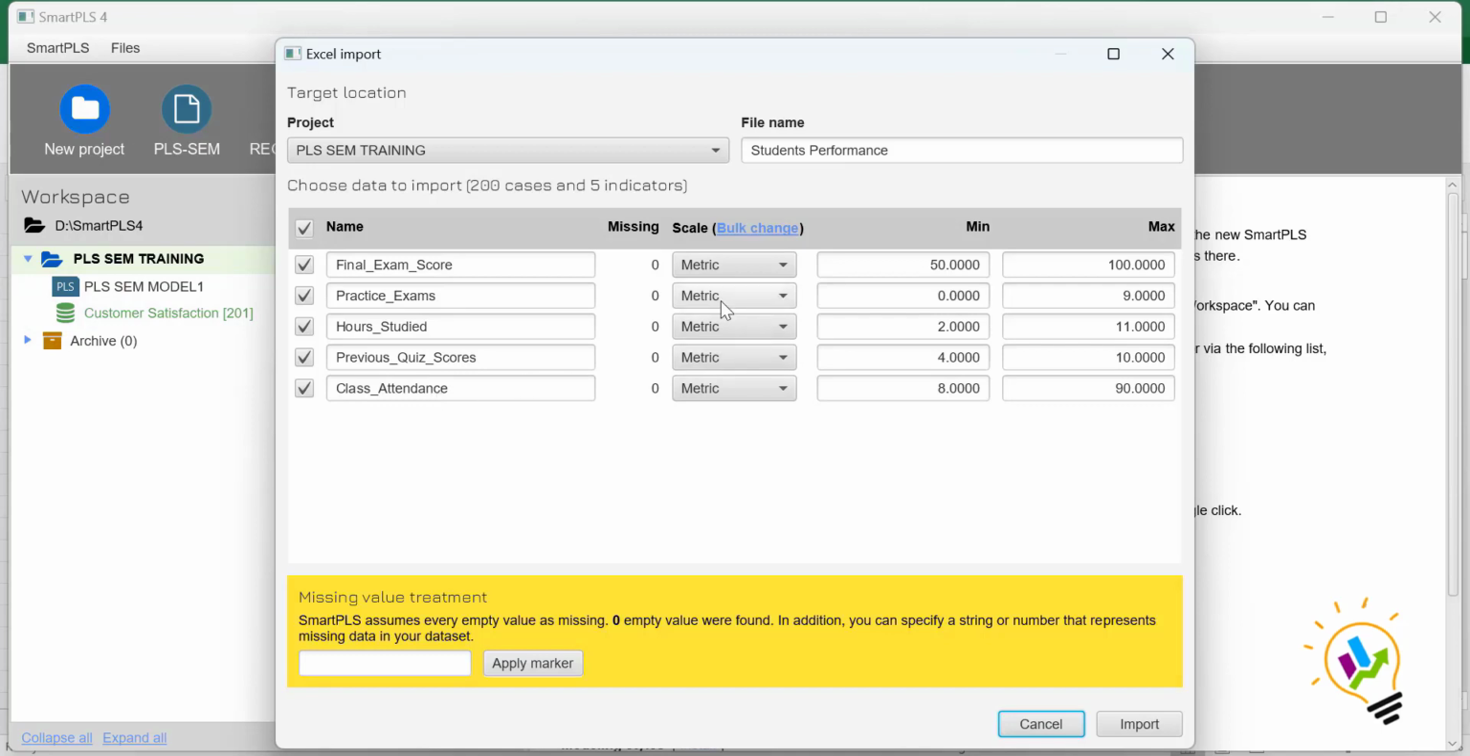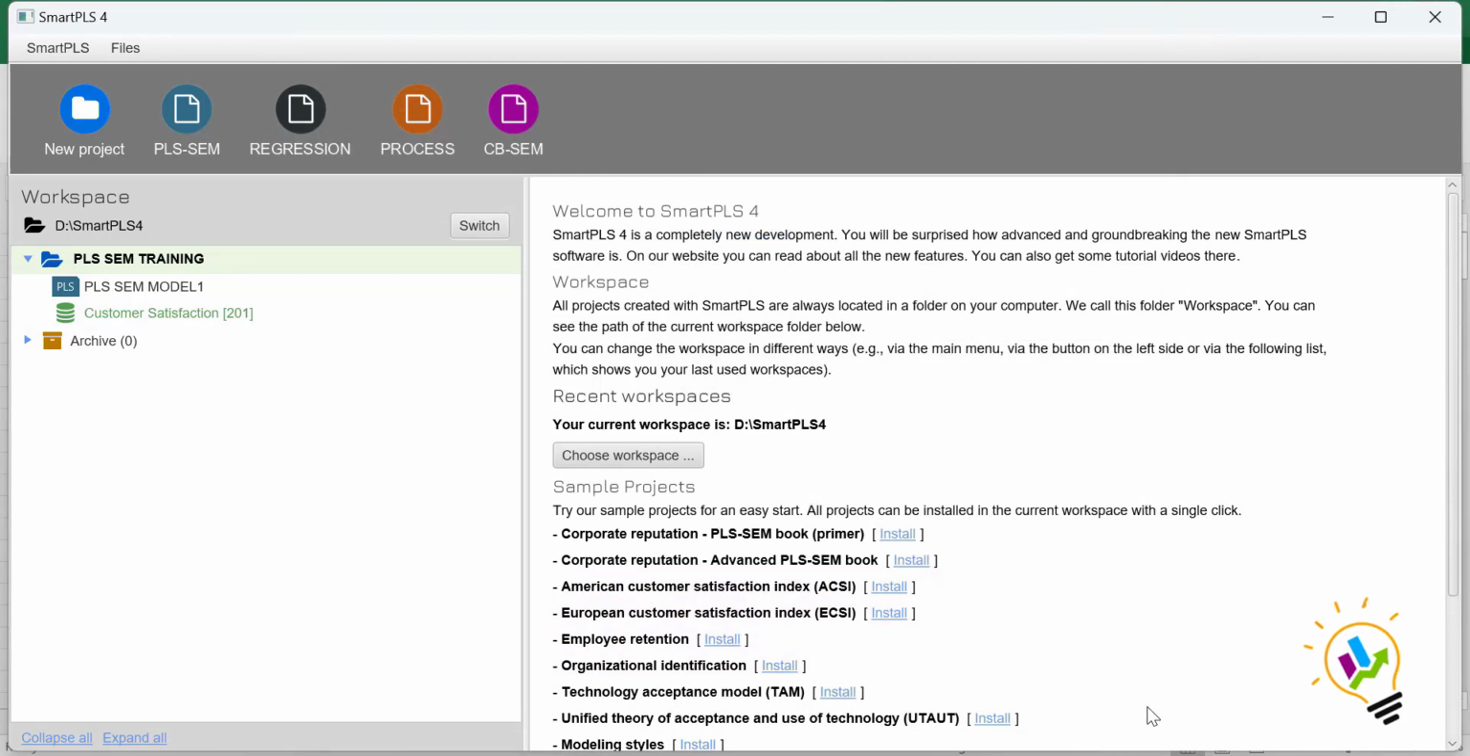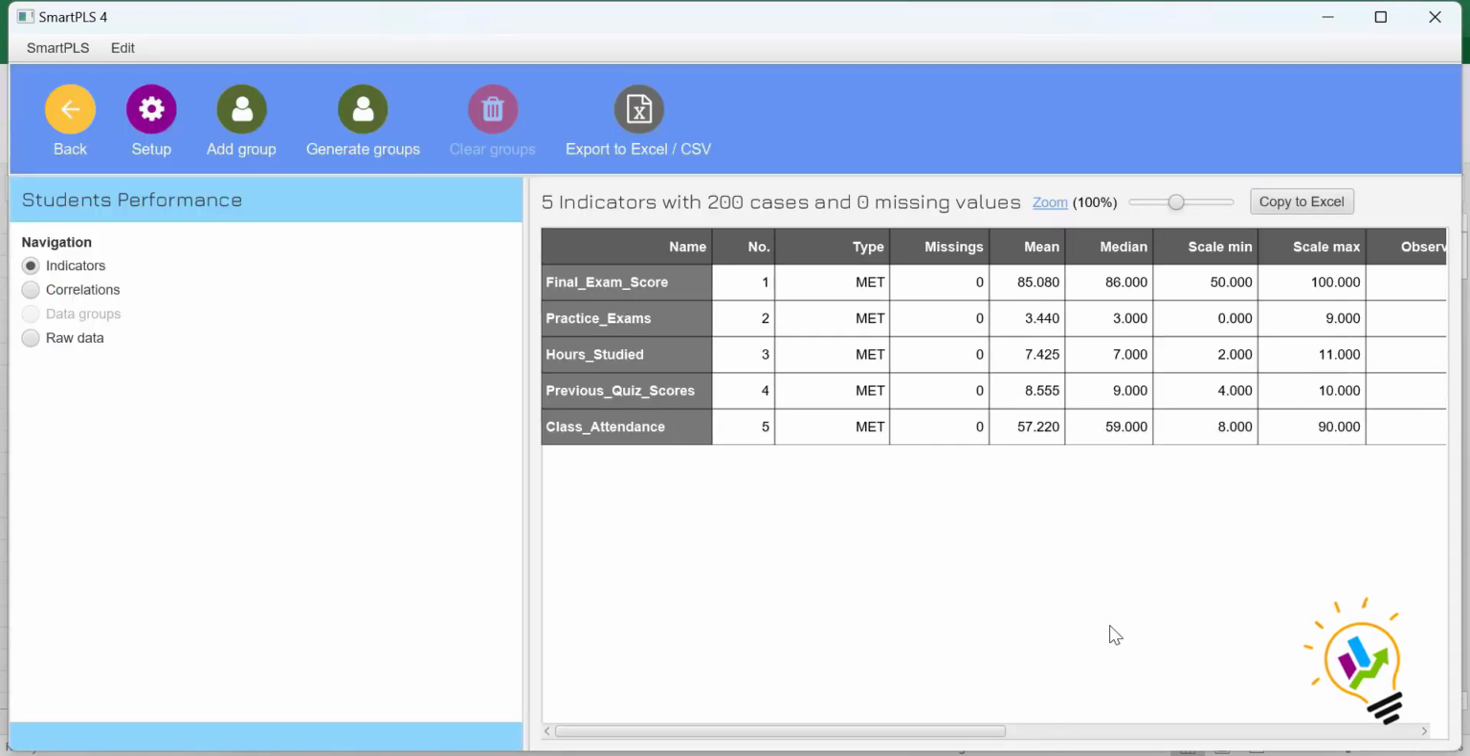Metric data we have already discussed. For final marks, the minimum is 50 marks and the maximum is 100 marks. In this way all the details are given here. In this data we don't have any missing data, so we are not going to do any sort of missing data management here. The total data here is 200 samples, 200 cases. The project name is PLSEM training and the file name is student performance. Simply click import. Once I click import, the file gets imported.